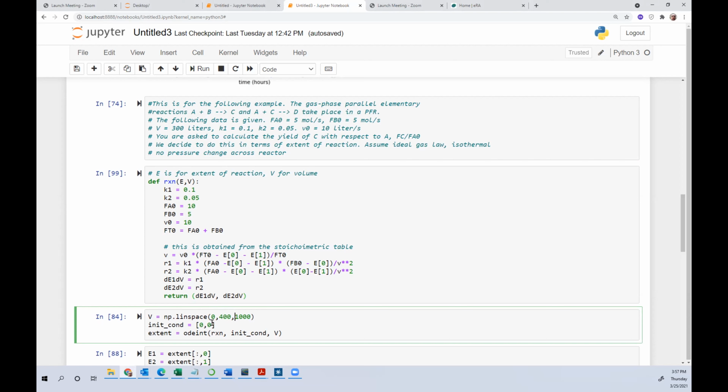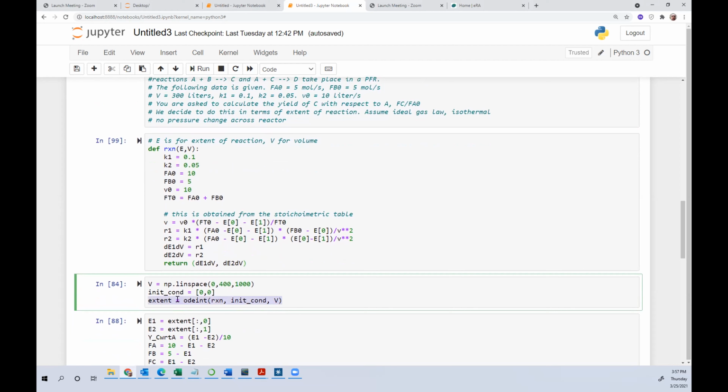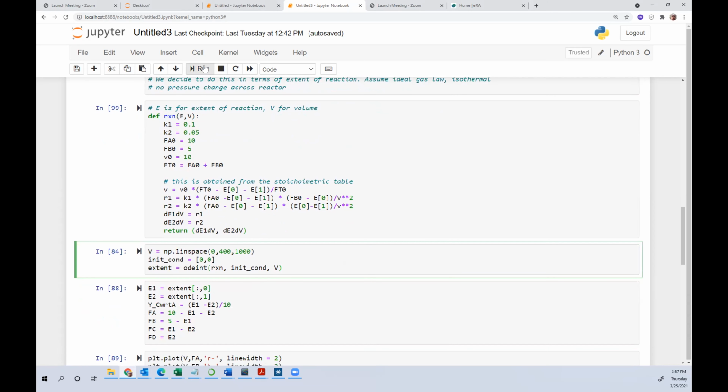So that's that. The initial conditions are that eta 1 and eta 2 are both 0 at V equals 0. So at the beginning of the reactor, there is no conversion at all. And then this is the solver. So you solve that reaction with the initial conditions with respect to V. So we can run this one too. And we define some things. So extent of reaction 1 is the solution of the first index, so 0. Extent of reaction 2 is the solution for the second index, which is 1. The way that Python works is the first index is a 0 index.